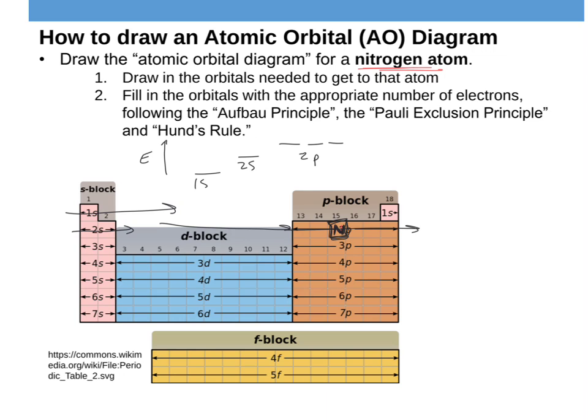And so for nitrogen, I just had to get there. I didn't have to go into the d block or the f block or anything like that. You just needed to go into the 2p block. And then notice that I also said you have to get to the appropriate number of electrons. And by the appropriate number, I mean for that atom. So here we have a nitrogen atom.